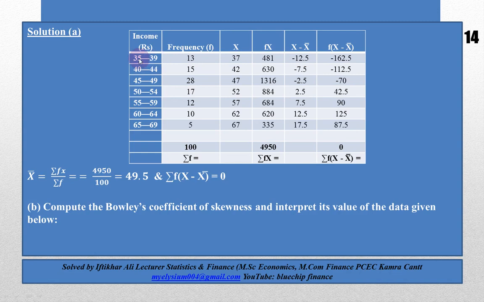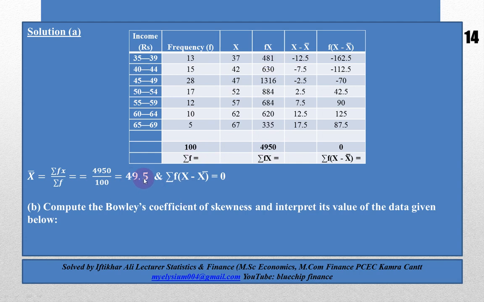39 plus 35 divided by 2 equals 37, 44 plus 40 divided by 2 equals 42 and so on. And here f or frequencies are also given, so the product of frequency and x is called fx, and the sum of fx is 4950 and sum of f equals 100, so the answer will be 49.5.